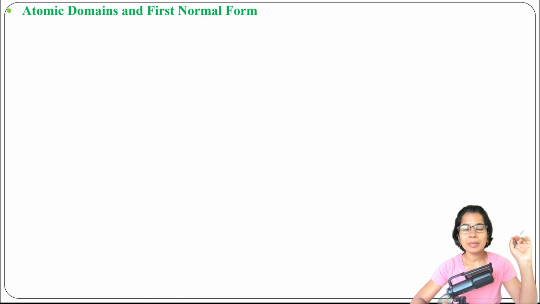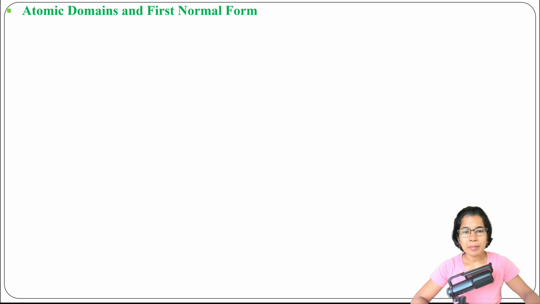Hey everyone, in the previous lecture I discussed what normalization is. Normalization is simplification of a relational schema based on some properties so that it will be easy to insert, delete and modify. There are different types of normal forms. Now we'll discuss first normal form.